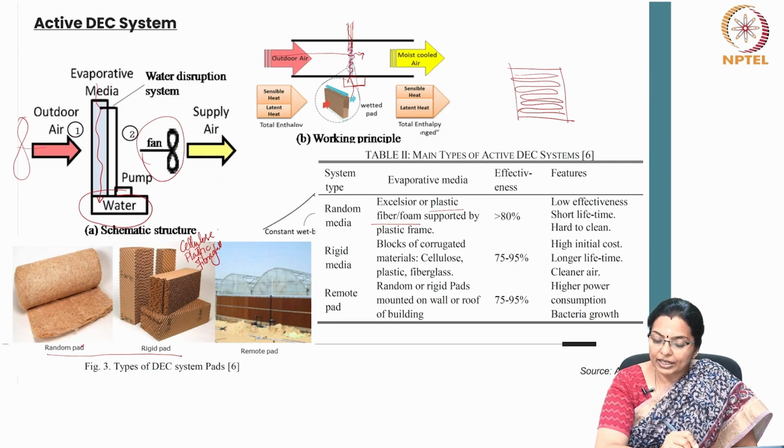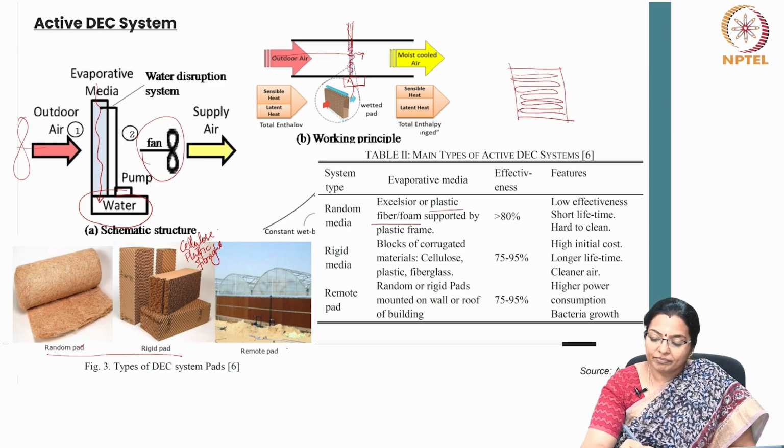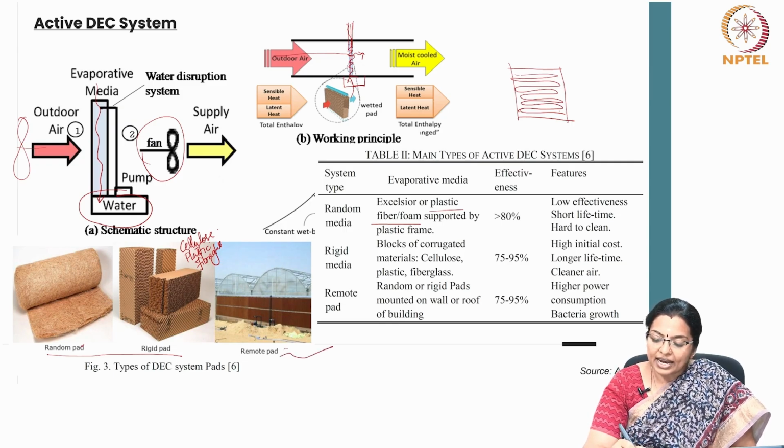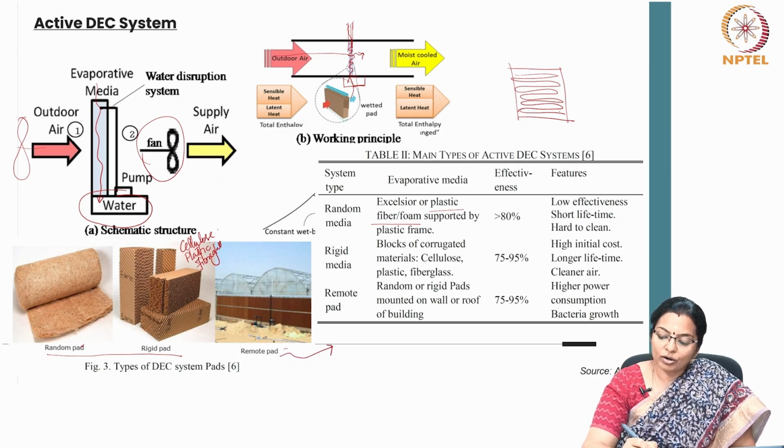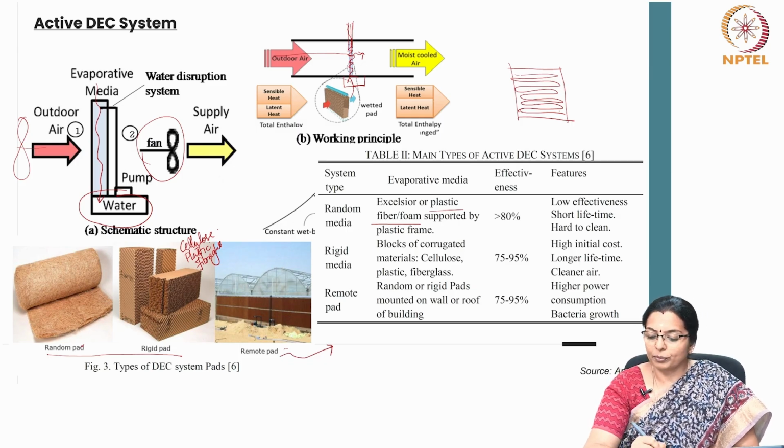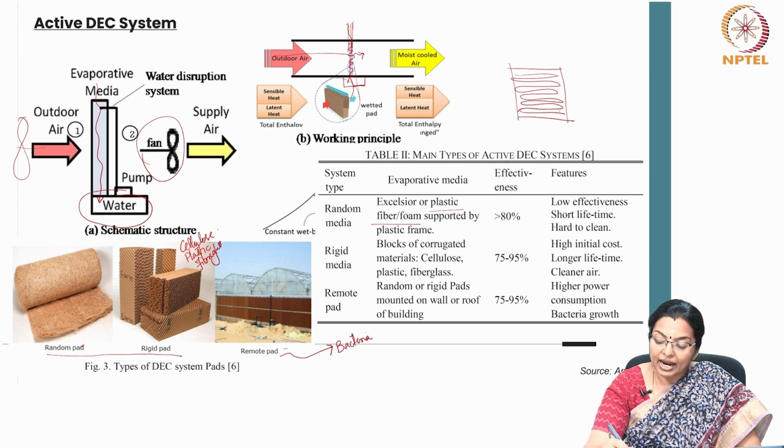These can give effectiveness between 75 to 95%. The remote pad is either random or rigid pads but are mounted on the wall or roof of a building. They have higher power consumption, and because it's difficult to clean and replace, they can get bacteria and mold growth, which is dangerous.